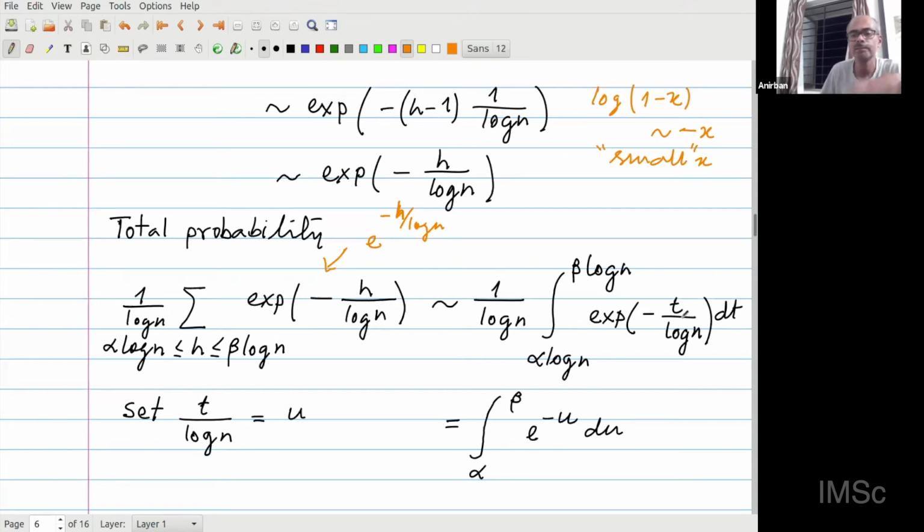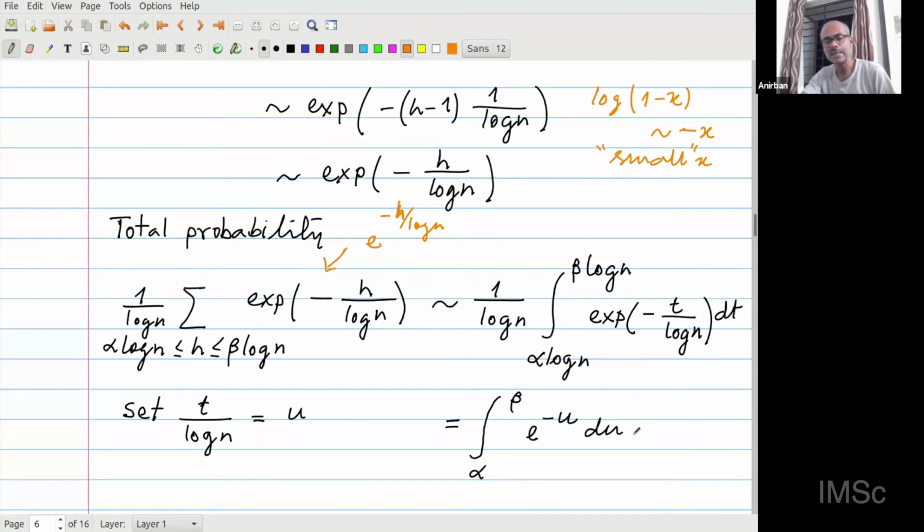I replace h by a continuous looking variable t, since you don't usually write h in integrals. So exponential of minus t by log n, integrated between alpha log n and beta log n, just the corresponding integral. If I make a change of variables, replacing t by log n times u, then what you get is an integral between alpha and beta of e to the minus u du.